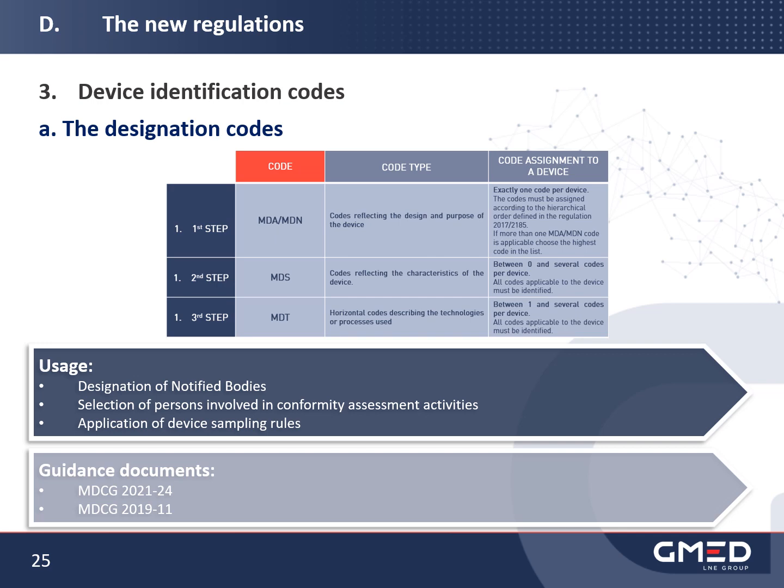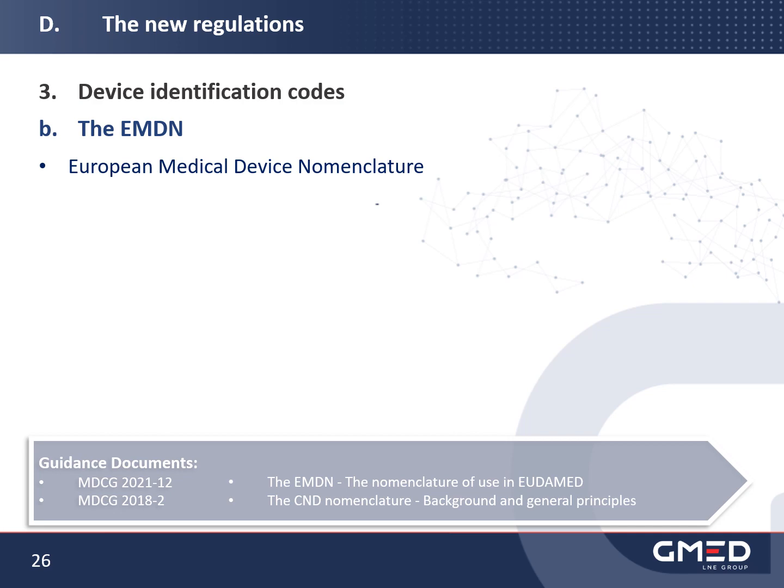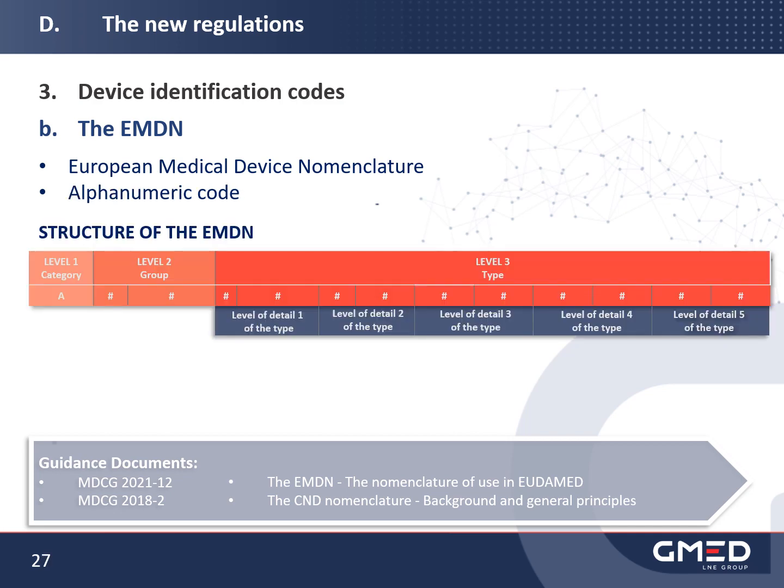Now, about the EMDN, the European Medical Device Nomenclature, introduced by Article 26 of the regulation, is mainly used for regulatory purposes to support the different actors, such as manufacturers, notified bodies, competent authorities, in the implementation of the regulation, while providing a detailed description of the key devices to patients. The EMDN is characterized by an alphanumerical structure based on a 7-level hierarchical tree.